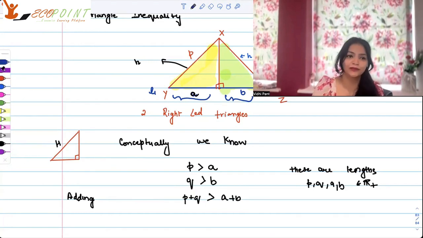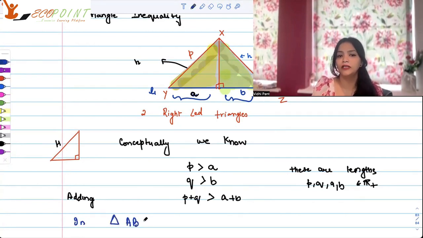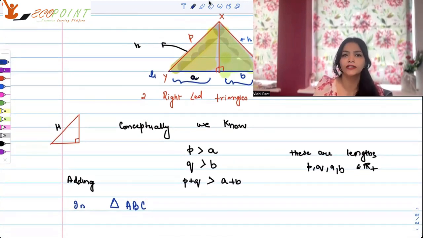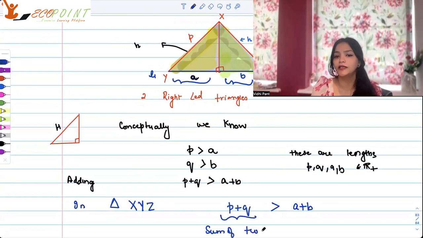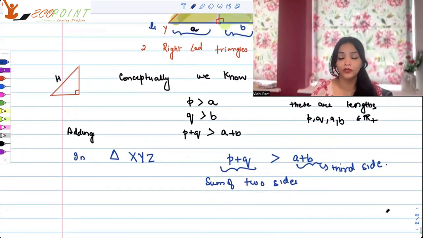Now let's come to the bigger picture. What is the bigger picture? Bigger picture is this. The big triangle. In the big triangle ABC, not ABC, I have taken XYZ, doesn't matter, let's take XYZ. So in triangle XYZ, what do you realize? You realize that P plus Q is greater than A plus B. What is P plus Q? Sum of two sides. And what is this? It is the third side. This is the length of the third side. So that means the sum of two sides is greater than the third side.